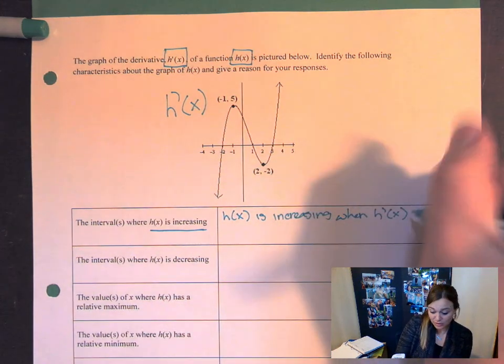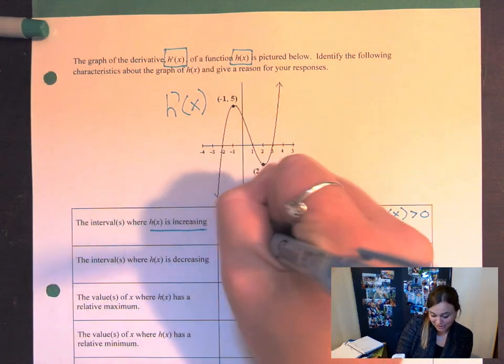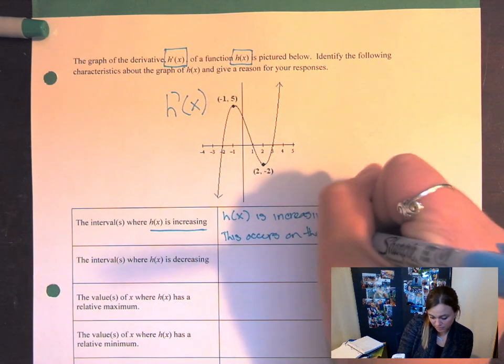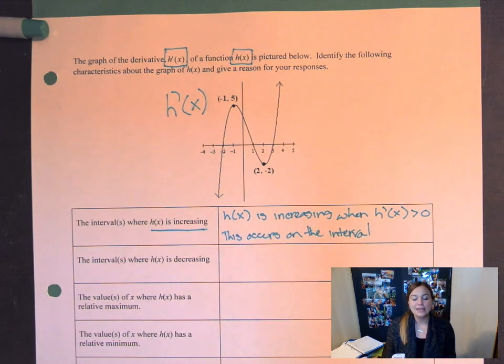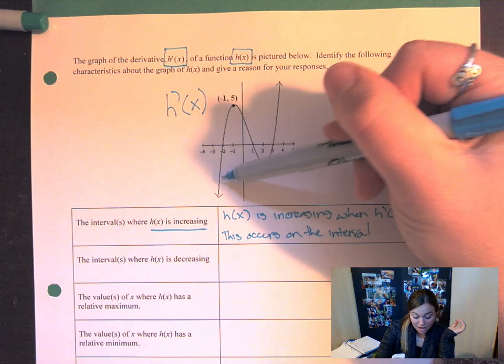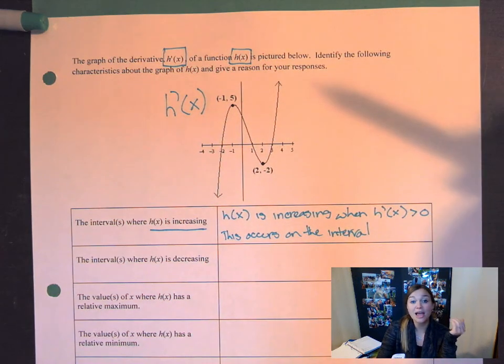H of x is increasing when h prime is positive. And I'm going to say this occurs on the interval blah, blah, blah, to blah, blah, blah. I don't know what it is yet, but I'm going to go there. Okay, here's where you have to change your thinking. H of x is increasing. Some people are naturally going to want to say, oh, well, here and here, because this is where h prime is increasing. It's not the same as h of x increasing.